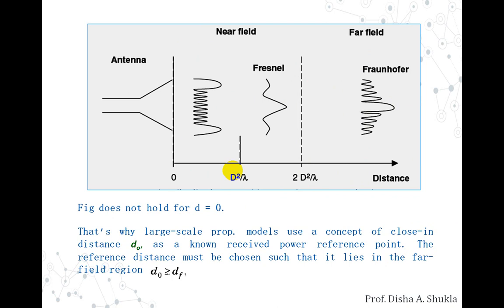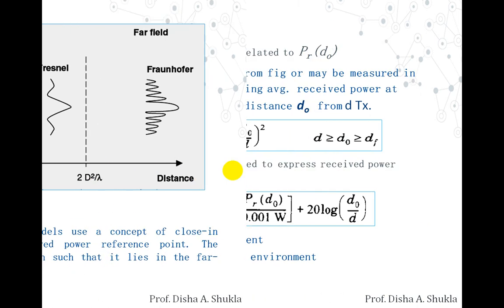So we are talking about df, that is the far field distance df, but for the large scale propagation models we consider another parameter, that is the close in distance d0, and it is also known as the received power reference model. The reference distance must be chosen such that it lies in the far field region, that is d0 has to be greater than or equal to the far field distance df.